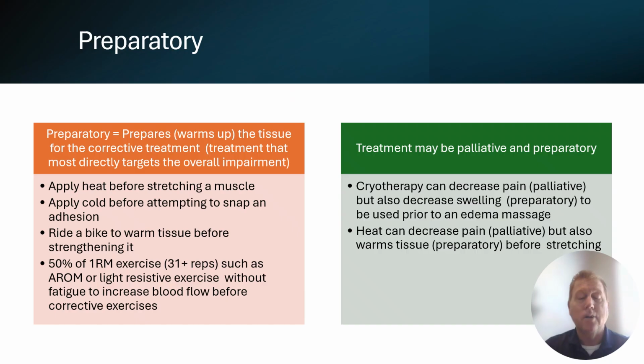And so preparatory, again, if we're looking at these, kind of prepares the tissue for the corrective treatment that is to come. Some examples might be heat or cold, or warming up on a bicycle, or performing a little bit of active range of motion, 20 to 30 repetitions of an activity with light or no resistance. The cryotherapy may decrease their pain. Heat can decrease pain as well, but may be used for different activities. So really starting to think critically about what you're wanting to do with your patient, and then do I need a palliative or preparatory activity?